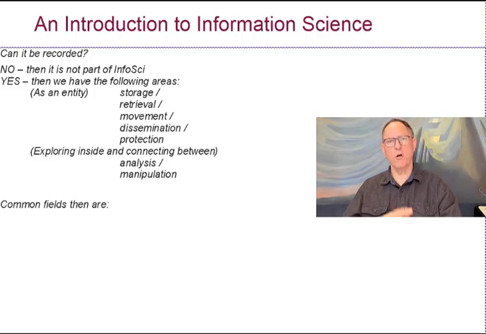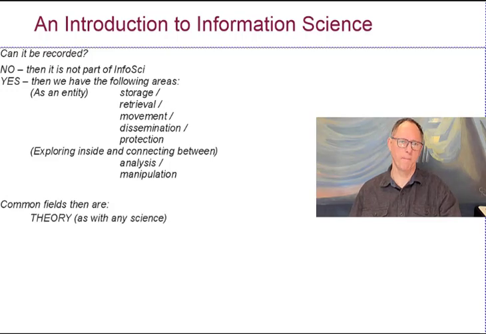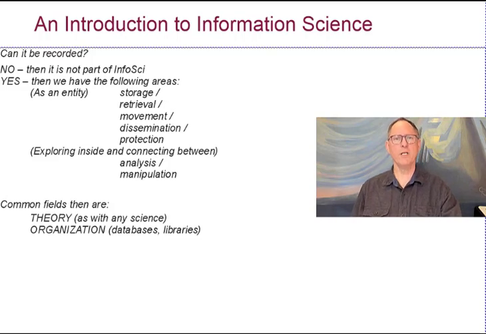So here are some of the common fields in information science. Theory. Every science has a basis of theory. So, no surprise, in some of your readings you'll engage with theory. And that's important. That's the grounded logic from which we come, a common understanding of our premises of what is truth and what are the bounds that we deal with. So organization of information is very important as you think of databases, libraries, and so forth.